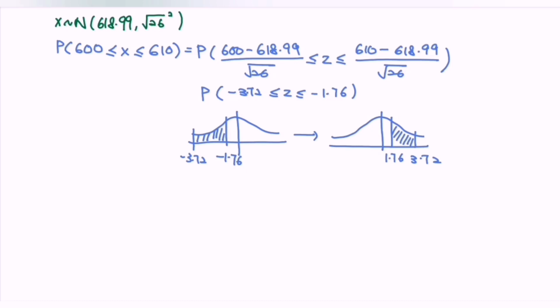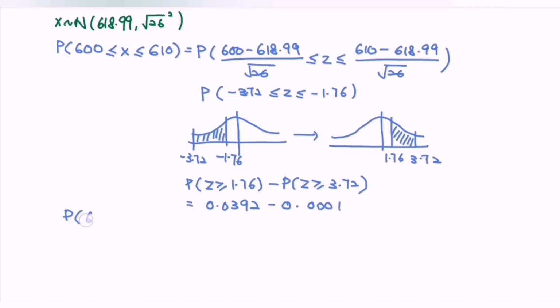We write the formula. So the probability that Z is greater than or equal to 1.76 minus the probability that Z is greater than or equal to 3.72. Refer to the statistical table, where we have 0.0392 minus 0.0001. So the probability from 600 to 610 will be 0.0391.